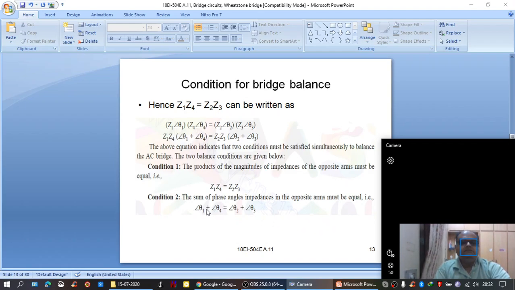That is theta 1 for the first arm, theta 4 for the fourth arm. So theta 1 plus theta 4 is equal to theta 2 for the second arm and theta 3 for the third arm.